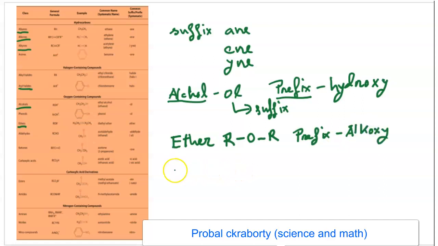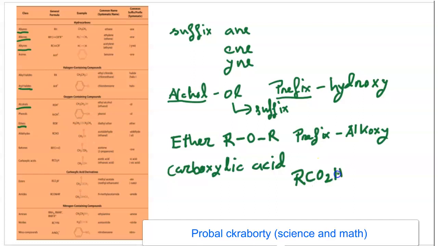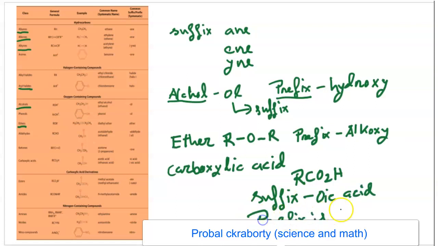Now carboxylic acid. So friends, carboxylic acid is very simple, RCO2H. For carboxylic acid, the suffix is oic acid, and the prefix is carboxy. So for carboxylic acid, we see that the suffix is oic acid and the prefix is carboxy.